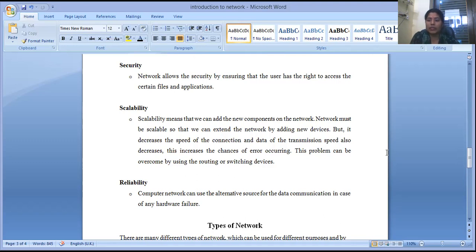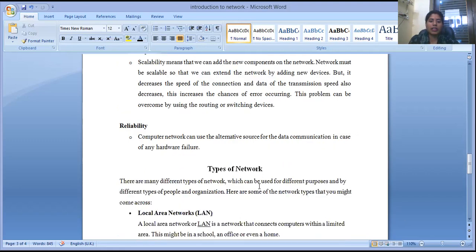What is happening? Scalability means you are just going to extend the existing things, isn't it? Whenever you add more and more devices, then what will happen? The transmission of your data through the communication channel is going to decrease, and the chances of errors being generated through that communication channel are also going to increase, isn't it?